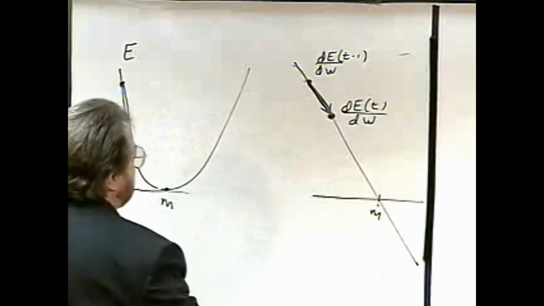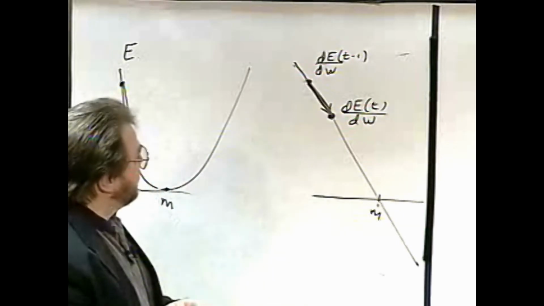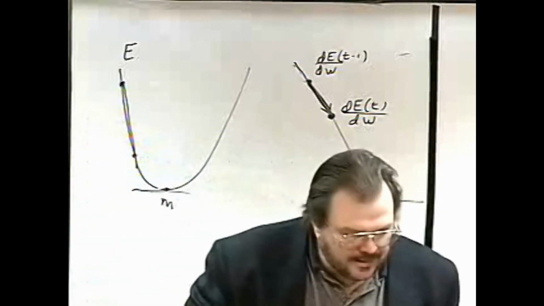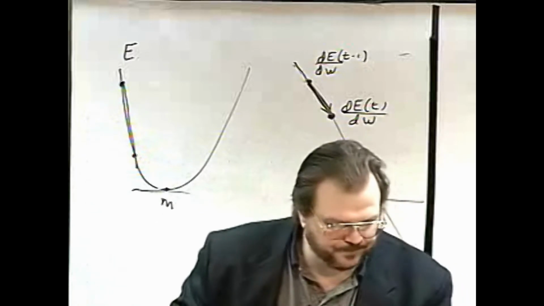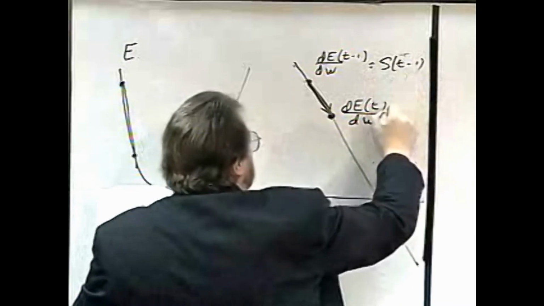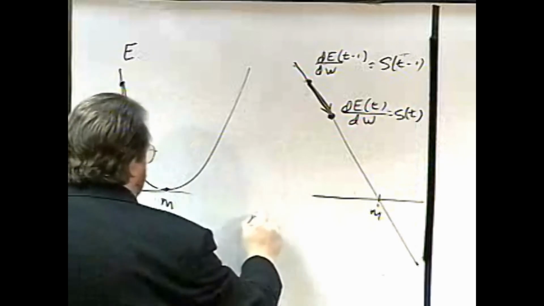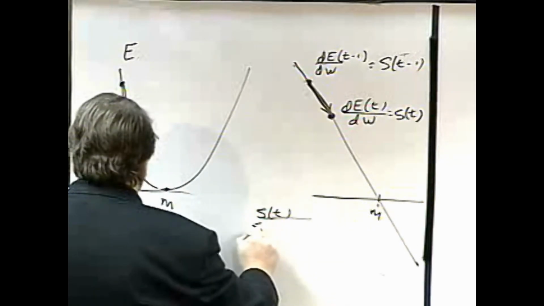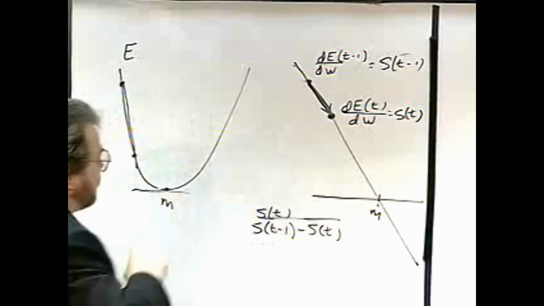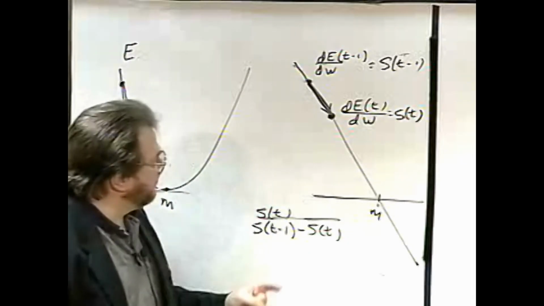The way we would like to do this is to make sure that our next step in some way is a percentage of the step that we have here. In fact, the new step size, if we let this be S of t minus 1 and S of t, the new step size is going to be S of t divided by S of t minus 1 minus S of t. In other words, we are going to take a percentage.